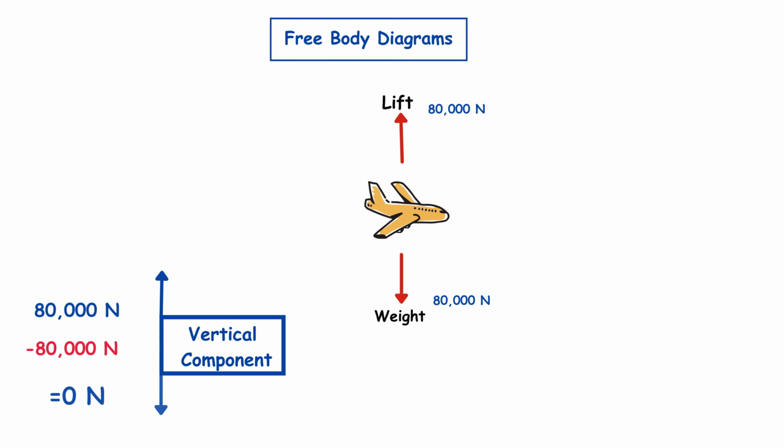Let us look at the vertical forces first in our airplane example. Suppose the force of lift going upwards is 80,000 newtons, and the weight pulling downwards is also 80,000 newtons. When we subtract one from the other, we get 0 newtons in the vertical direction, which means these forces are balanced, and there is no net vertical movement.